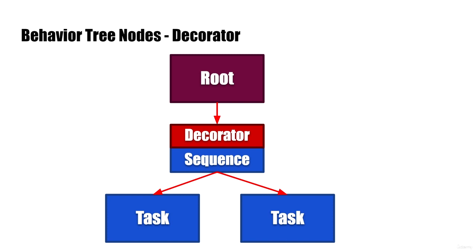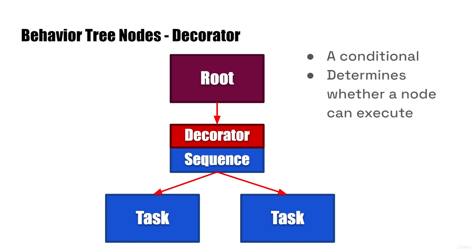So take a look at this sequence node here directly under the root. It has a decorator node attached to it. A decorator node behaves like a conditional. It's like an if check that says if a particular condition is true, then allow the node to execute. Otherwise, prevent the node from executing.